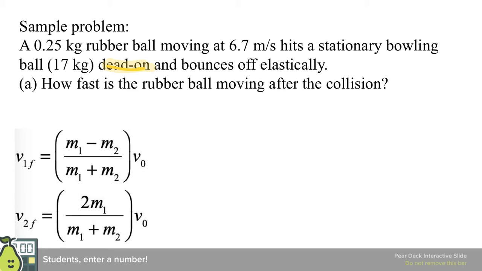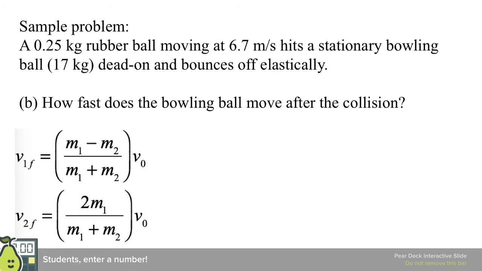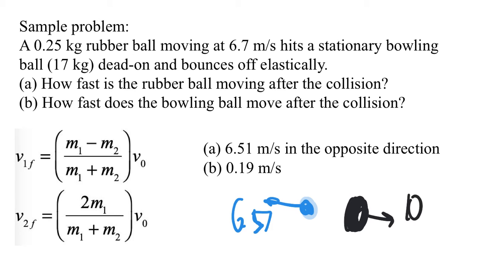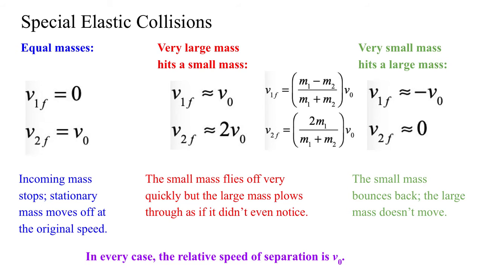But we really just throw these into this formula. And we'll get that the rubber ball moves backward, bounces in the reverse direction at 6.51, and the bowling ball is moved forward, but not very much, at 0.192 meters per second. And there really isn't anything in there other than just plug and chug. There are some special cases.